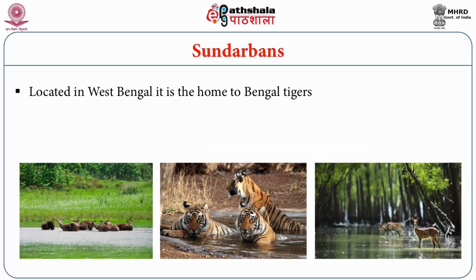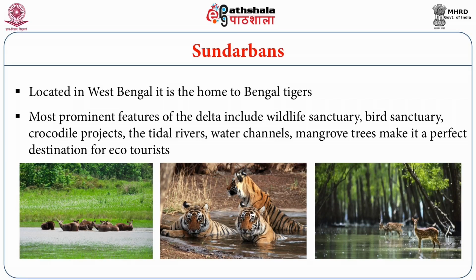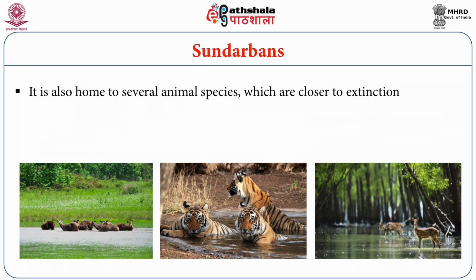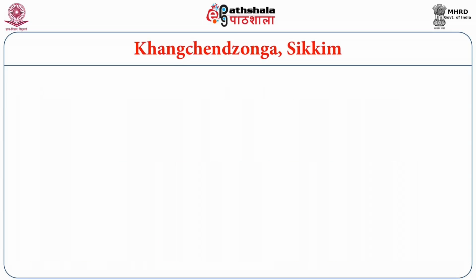Sundarbans are located in West Bengal and are home to Bengal tigers. The most prominent features of the delta include wildlife sanctuary, bird sanctuary and crocodile projects. The tidal rivers, water channels and mangrove trees make it a perfect destination for ecotourists. It is also home to several animal species which are closer to extinction.